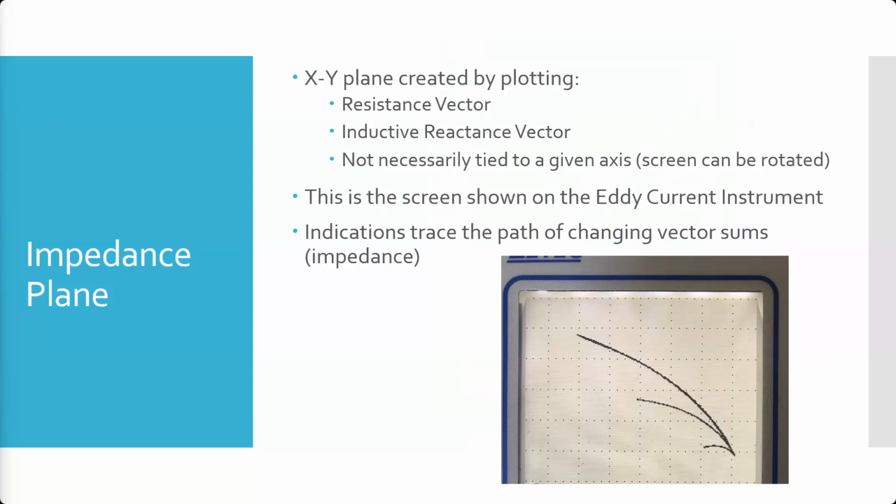So it shows that path of changing vector sums. It doesn't show the vector sum. It doesn't show the resistance. It doesn't show the inductive reactance. It shows where the impedance is over time.